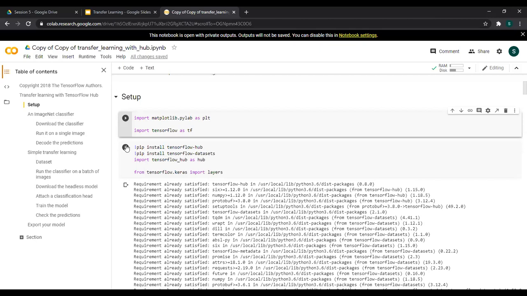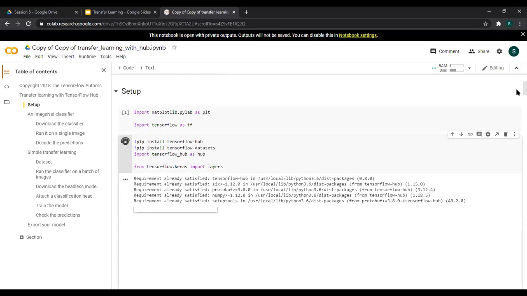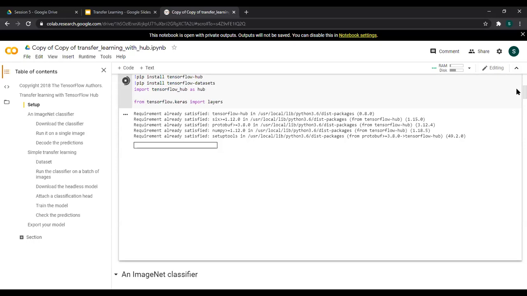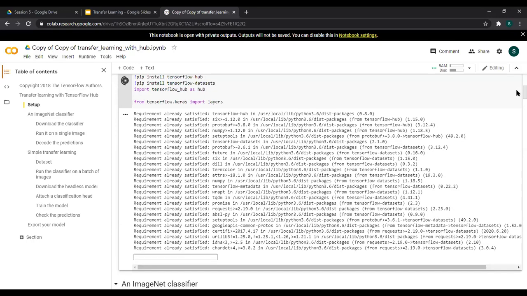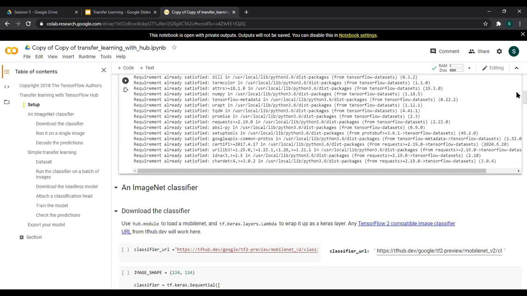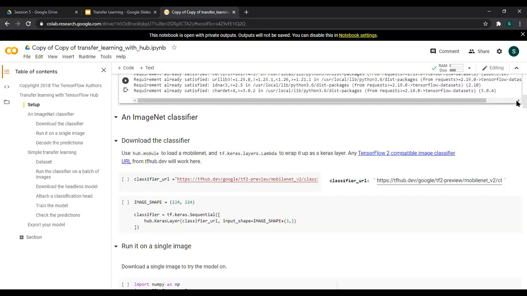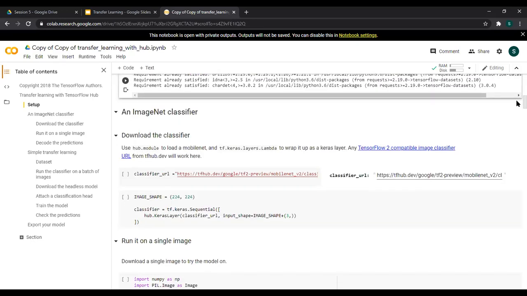Now, if you don't get that, then that means you pip installed TensorFlow Hub and this. So when you do this, you get your requirement is already satisfied. Okay, good. So now we have everything set up. I mean, not everything, but we have all our libraries imported and installed.